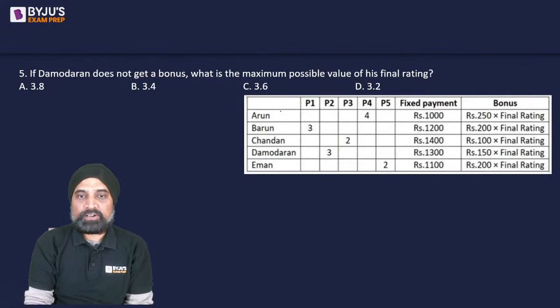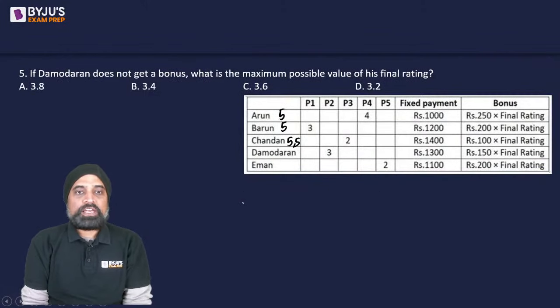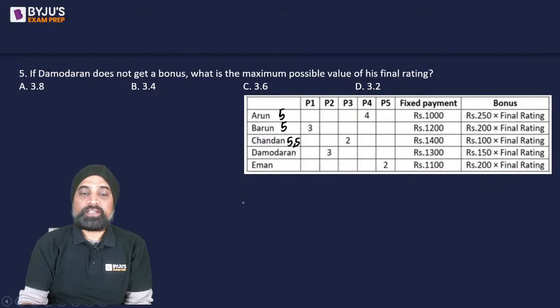A and B, they are going to get a single 5 each, and C gets 5 in 2 of them. We don't know anything about Delta and Echo. If D does not get a bonus, what is the maximum possible value of his final rating?